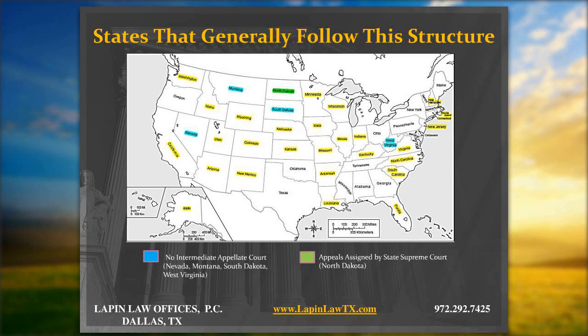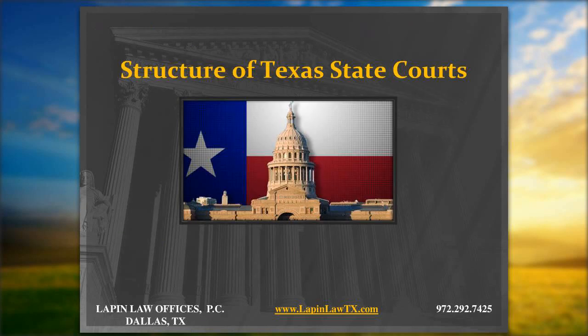Looking at this map of the United States, we see the highlighted states. Most of the states, by far, follow the pattern that we've been discussing. The structure of the Texas state courts is a little bit different. Let's look at those.